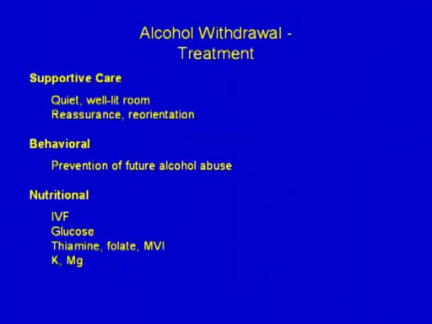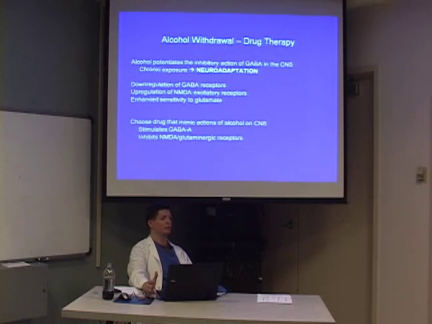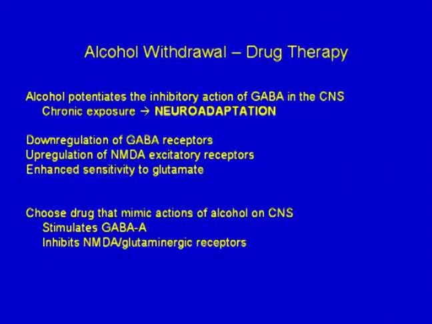So supportive care, you want a quiet, well-lit room. You want to reassure them, reorient them. We have the behavioral interventions, which we may not actually do in the ICU, but the patients hopefully get before they leave the hospital to prevent them from abusing alcohol in the future. Nutrition starts in the trauma bay: IV fluid, giving them glucose, giving them thiamine, folate, multivitamin, replacing their electrolytes. Drug therapy, which we think about most often when we think about alcohol withdrawal, you basically have to look at the physiology and the effects of alcohol. So alcohol potentiates the inhibitory effect of GABA in the CNS.